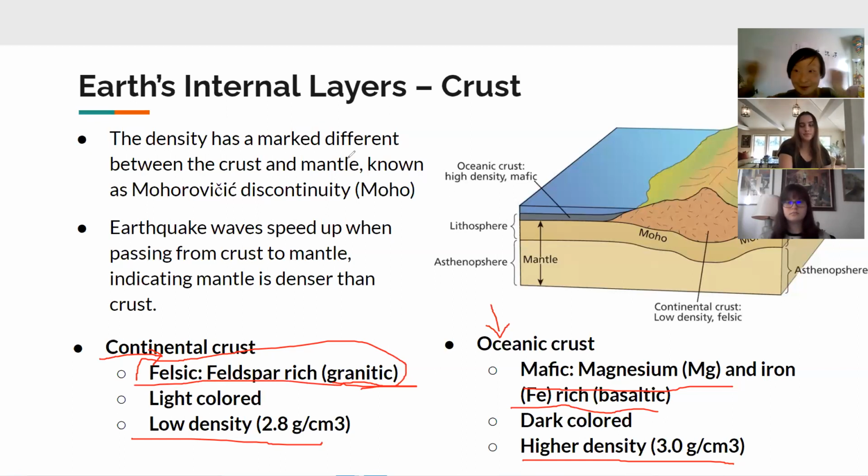All right, remember we differentiate those two based on composition, not what they contain, okay? Because later you will see some continental crust extend over the ocean, okay? All right.